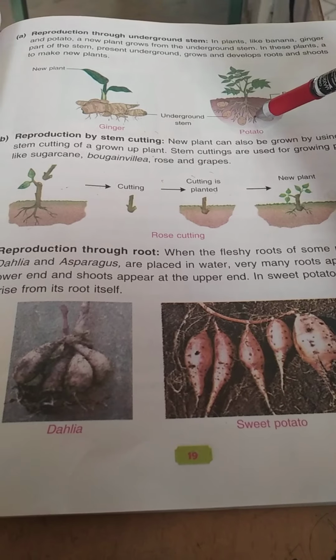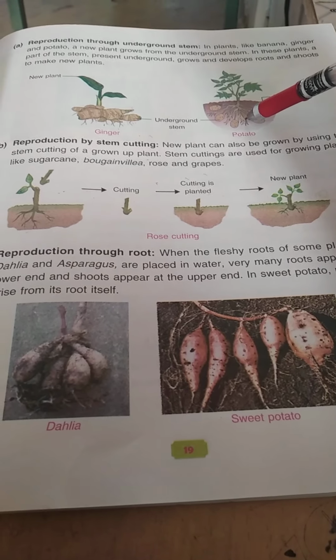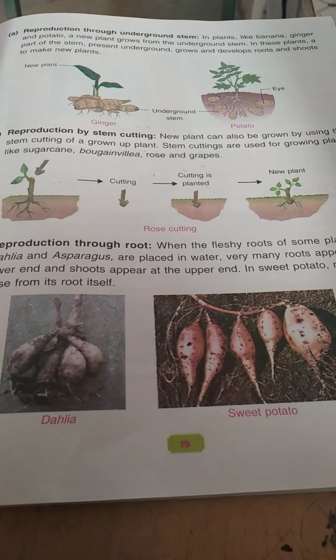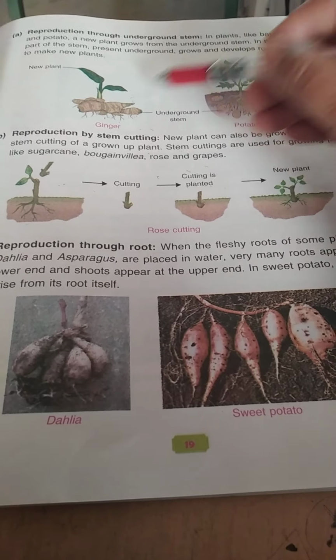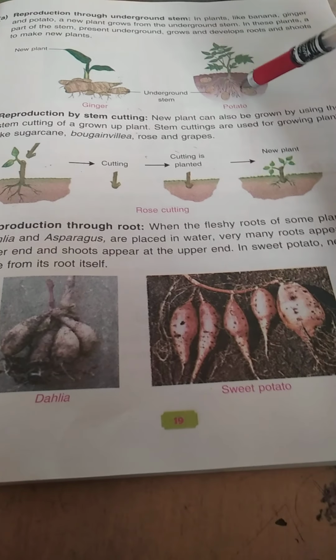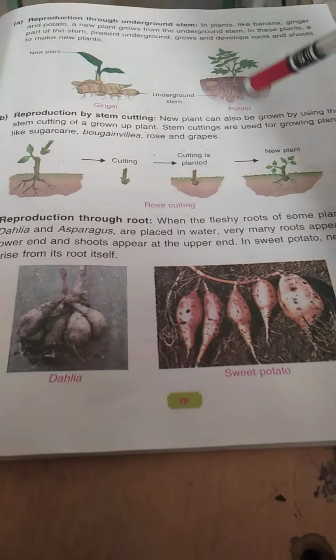So reproduction is occurring, because what is reproduction? When any organism, any creature creates its own copy. So here ginger forms the ginger plant, potato forms the potato plant. So this is reproduction with underground stem.